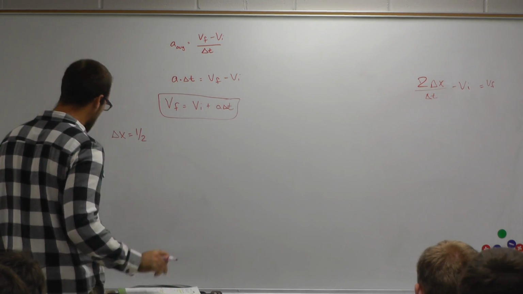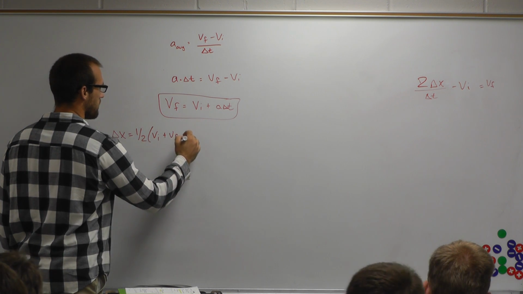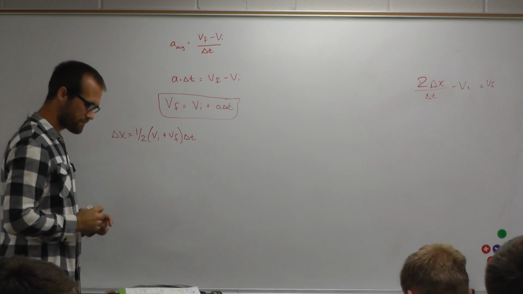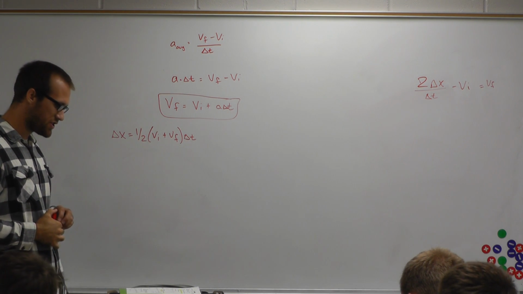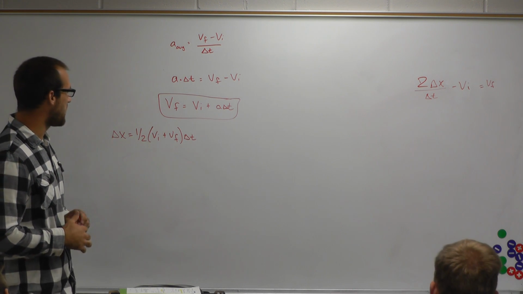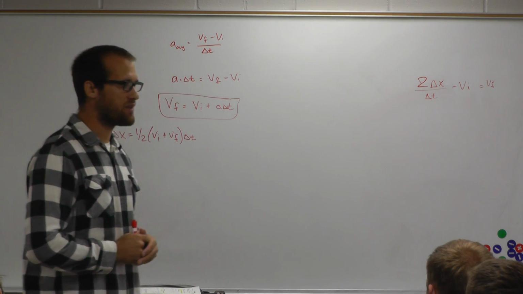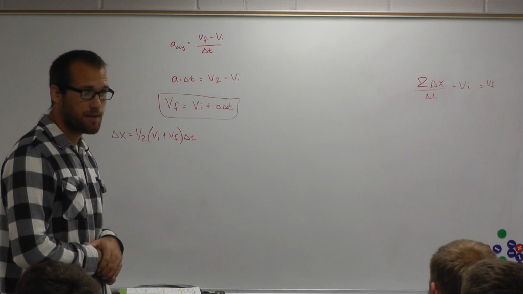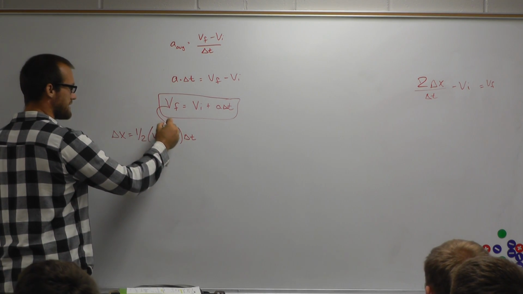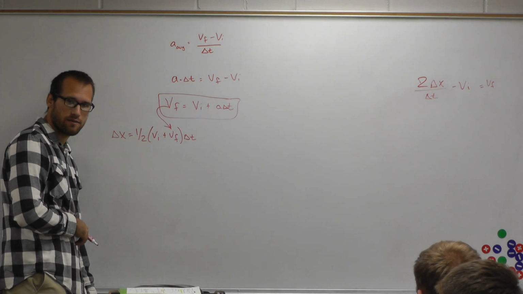Alright, so now we're going to take VF equals VI plus A times T. What if we have a particular problem where we want to solve for change in x, but they didn't give us the final velocity? You have VF minus initial. You could take this and substitute it in to eliminate the VF, and you would have another equation.